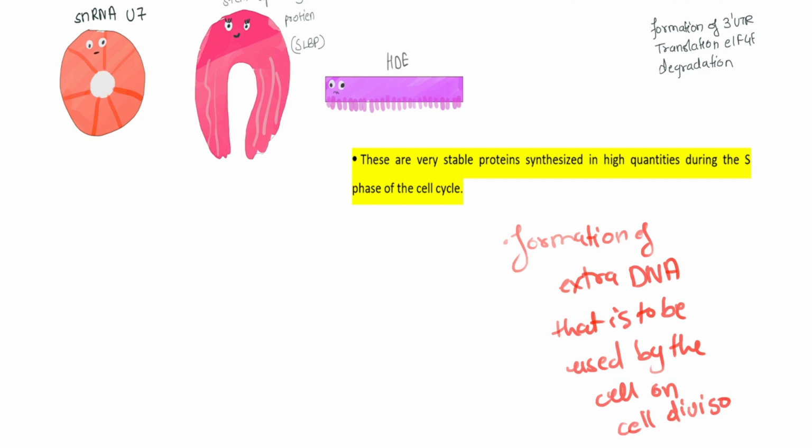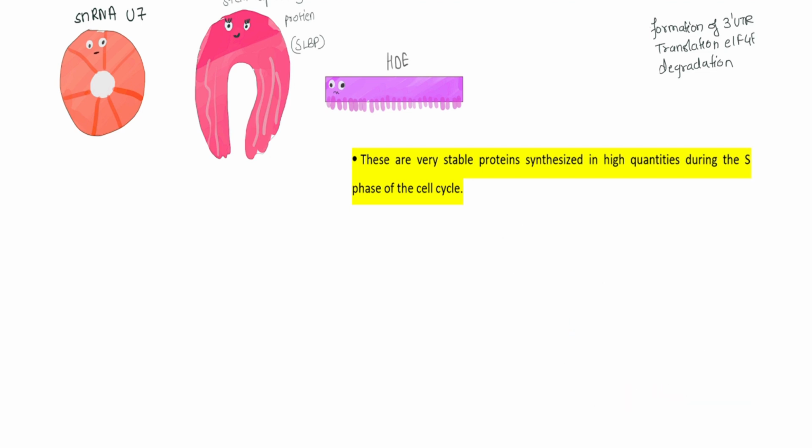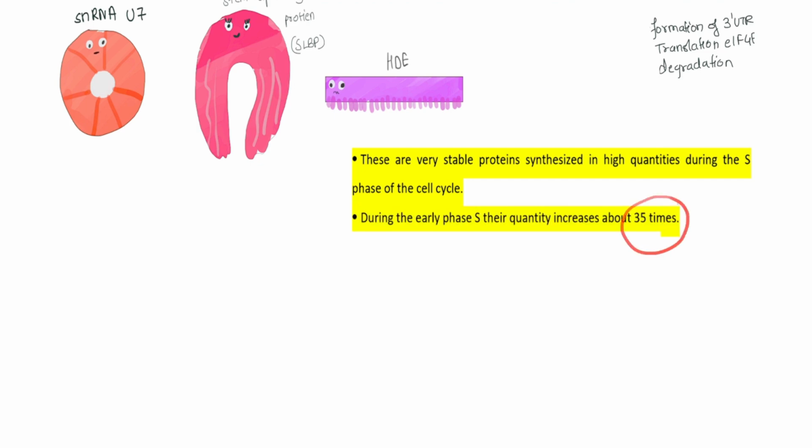So in order to produce more DNA so that it can be used by the daughter cells whenever there is a cell division, there is a tremendous increase in the quantity of these components, especially in the early S phase, at about 35 times more than the normal concentration. And then it eventually decreases in the late S phase.